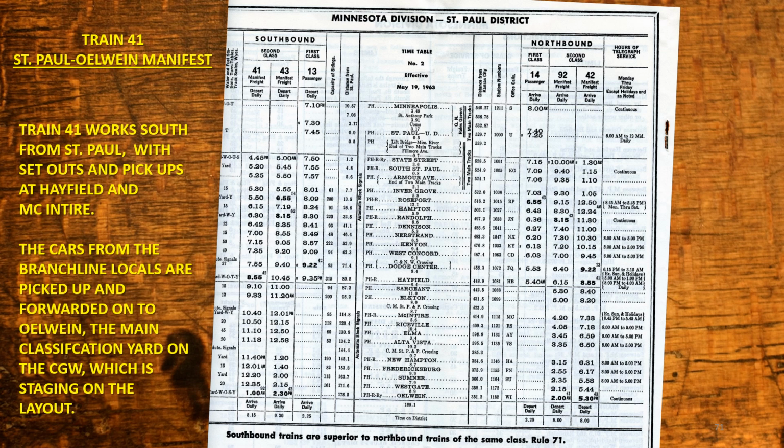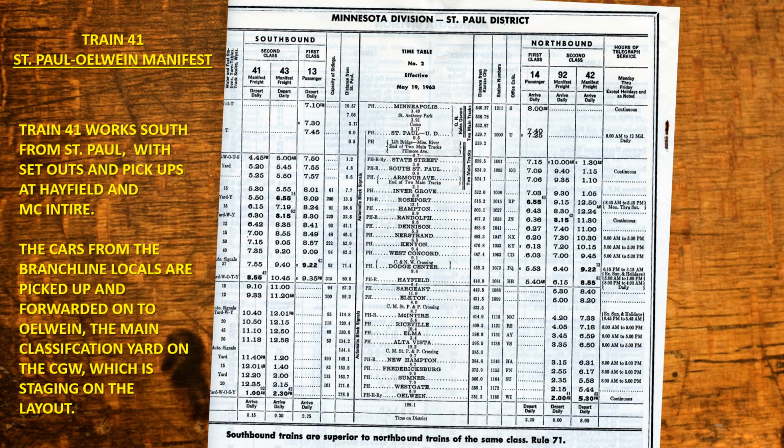Now we'll talk about that train that picked up those cars off the branch at McIntyre. That was train 41, which is the St. Paul Oline Manifest. Train 41 works south from St. Paul with setouts and pickups at Hayfield and McIntyre.